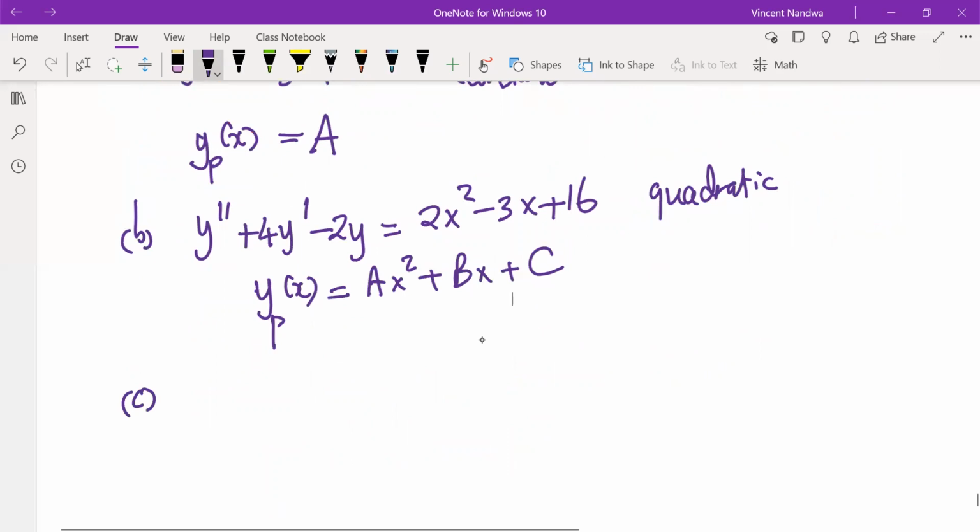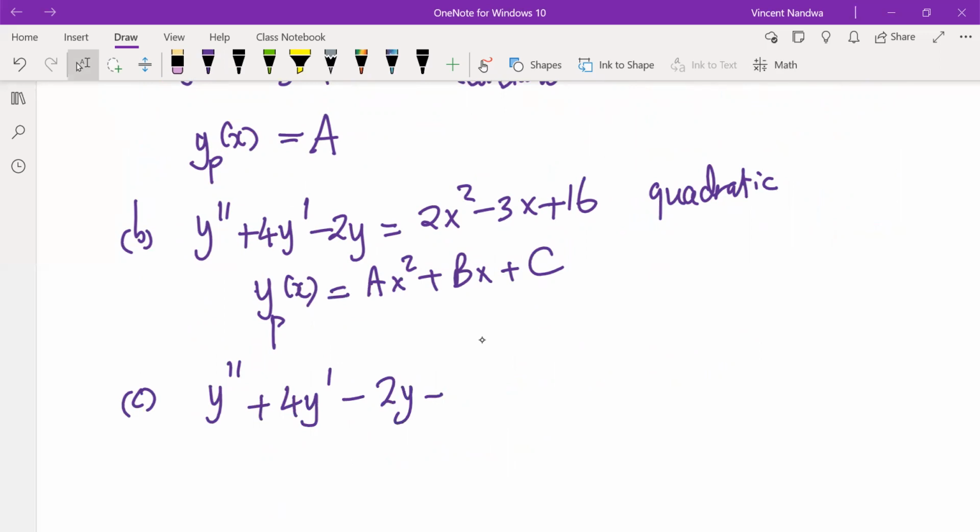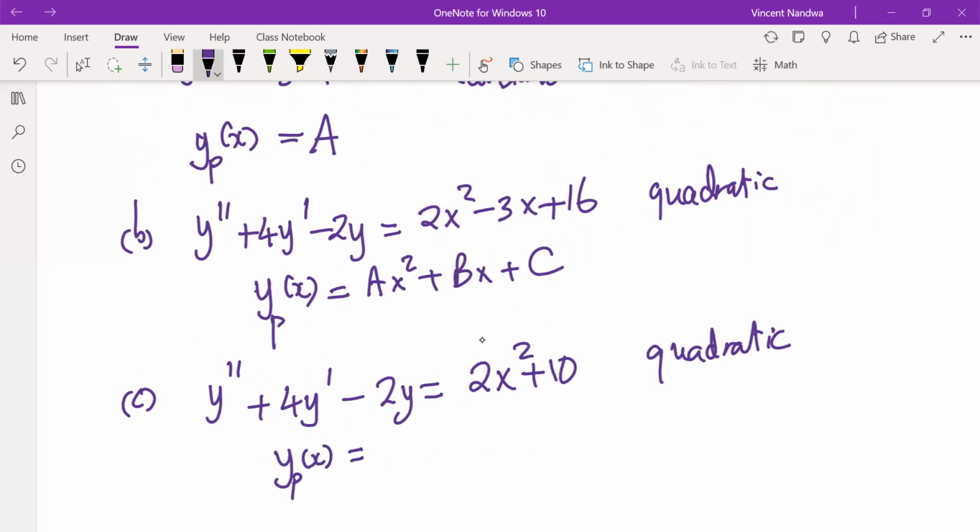ax squared plus bx plus c. If we have y double prime plus 4y prime minus 2y equals, say, 2x squared plus, say, 10, still this g of x is quadratic. So the correct form of yp of x remains the same, ax squared plus bx plus c, despite the fact that there's no term with x, but this is what defines the nature of the function being quadratic. So therefore, you have to take the full structure of a quadratic polynomial.